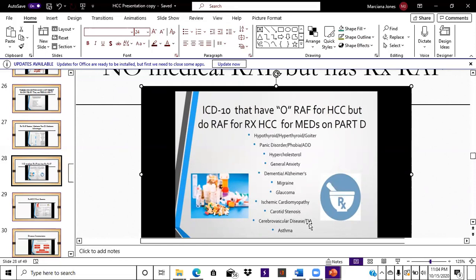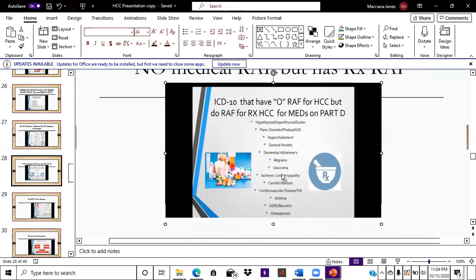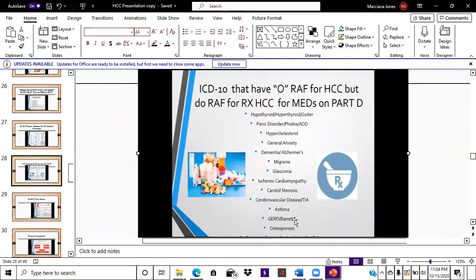Carotid stenosis, not sure. Cerebral vascular disease, I think it's going to be I63.9, and the TIA, not sure. Asthma, J45.909. Oh, okay, we have more. We have GERD, that's K21.9, and osteoporosis is going to be M81.0, if I'm not mistaken.